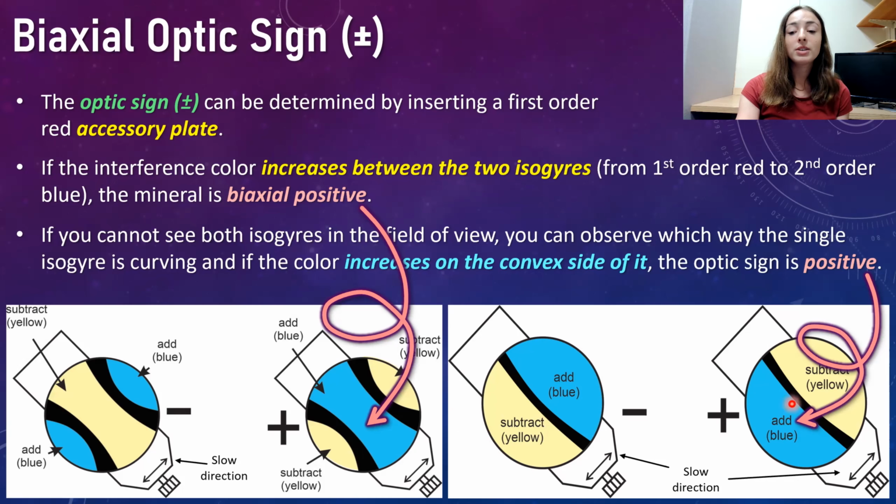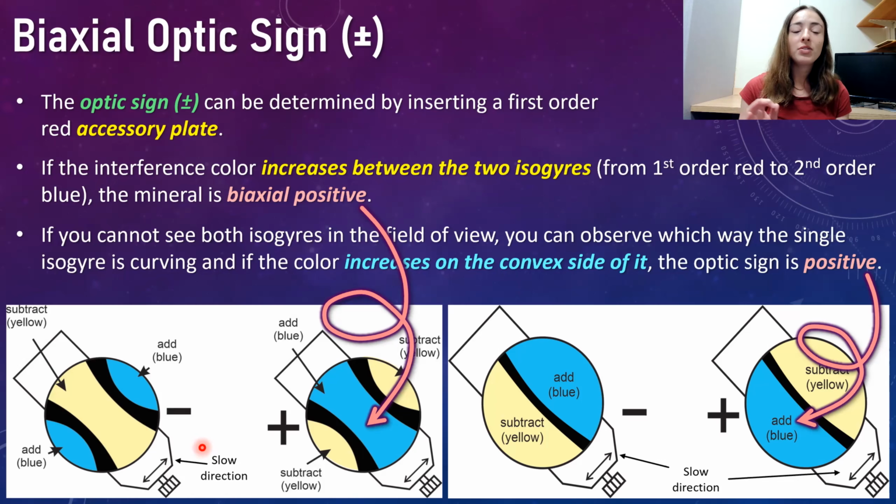And if the color increases on the convex side of that isogyre, then the optical sign is positive, because that's the in-between part of your two isogyres. If you were to find the other isogyre, it would be that direction. Now, again, remember that the slow direction is defined here as going perpendicular to your accessory plate, and the fast direction is parallel to the accessory plate.